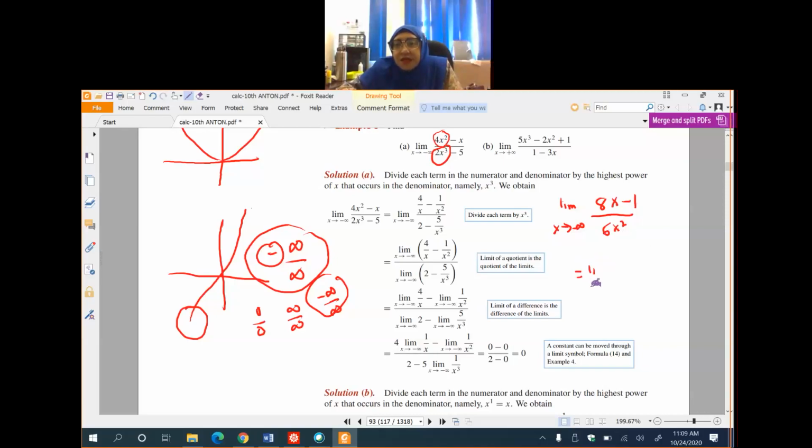So limit x tends to negative infinity. You differentiate the upper parts, you get 8. The lower part will give you 12x. Once you substitute, it will give you 0 because 8 divided by infinity. Sorry, this is negative, right? Negative infinity. 8 divided by a negatively large number will give you 0. So the answer will be 0.